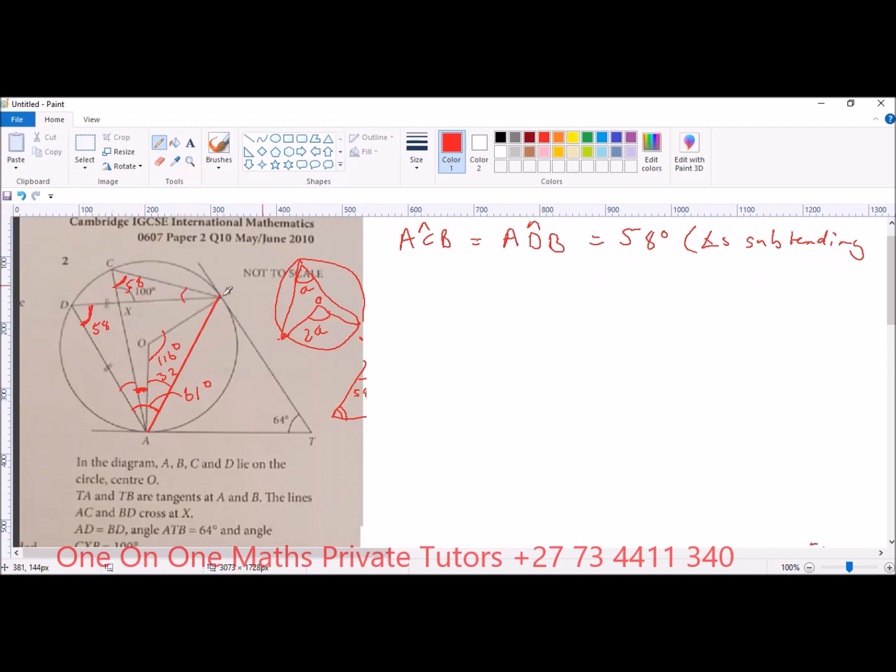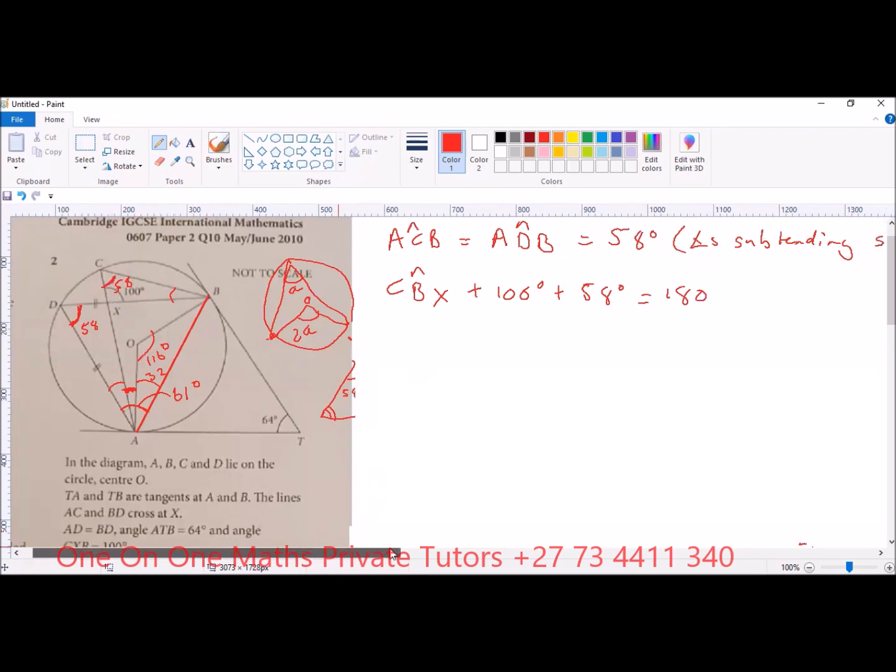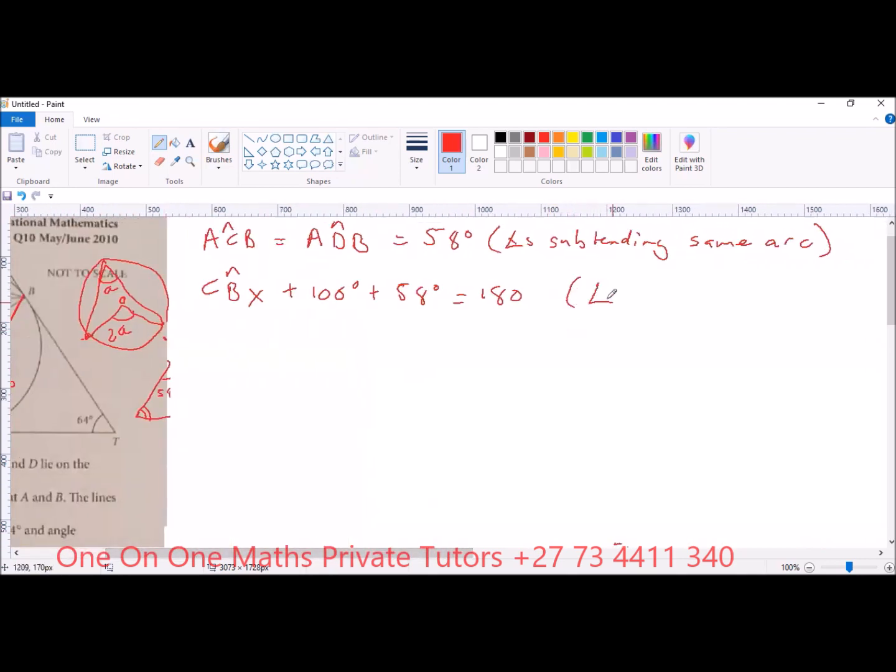What can we call it? CBX. Okay, so we can say CBX plus 100 plus 58 is equal to 180. This is a triangle, so the reason being that angles in a triangle add up to 180 degrees. Right, statement followed by reason.